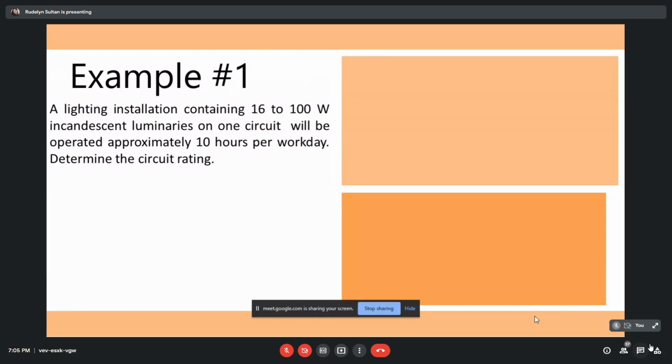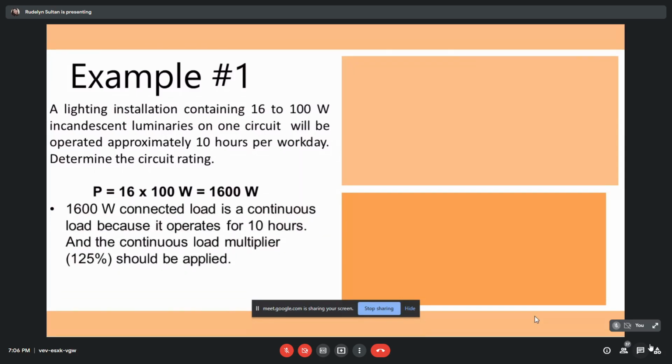A lighting installation containing 16 to 100 watts incandescent luminaries on one circuit will be operated approximately 10 hours per workday. Determine the circuit rating. So to get the power, we just simply multiply 16 and 100 watts, and that is equals to 1,600 watts. And 1,600 watts is a connected load is a continuous load because it operates for 10 hours and the continuous load multiplier is 125 and that should be applied.